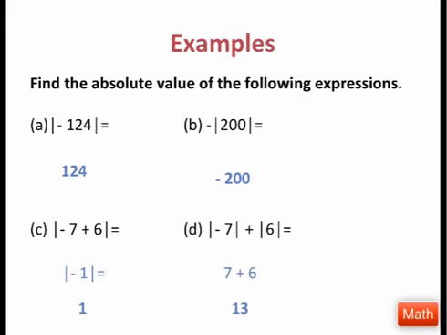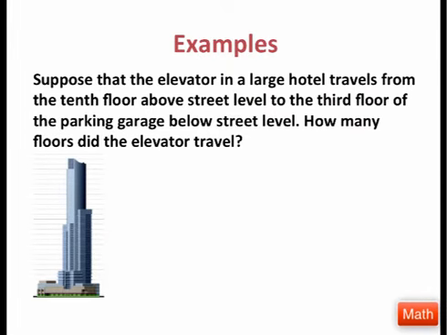There are many examples of how statistics and computer science and chemistry and other fields of science deal with absolute value when they need positive outcomes, but in mathematics class usually it's dealing with distance. So for an example like this, suppose that an elevator in a large hotel is traveling from the 10th floor above street level to the 3rd floor parking garage below street level. How many floors do we actually travel on this elevator?